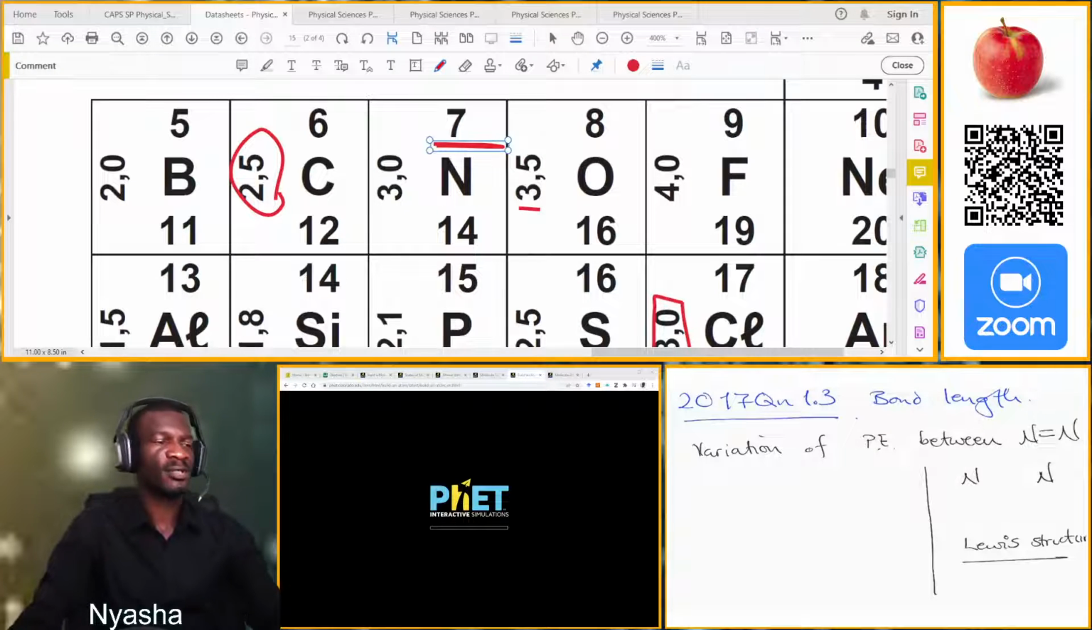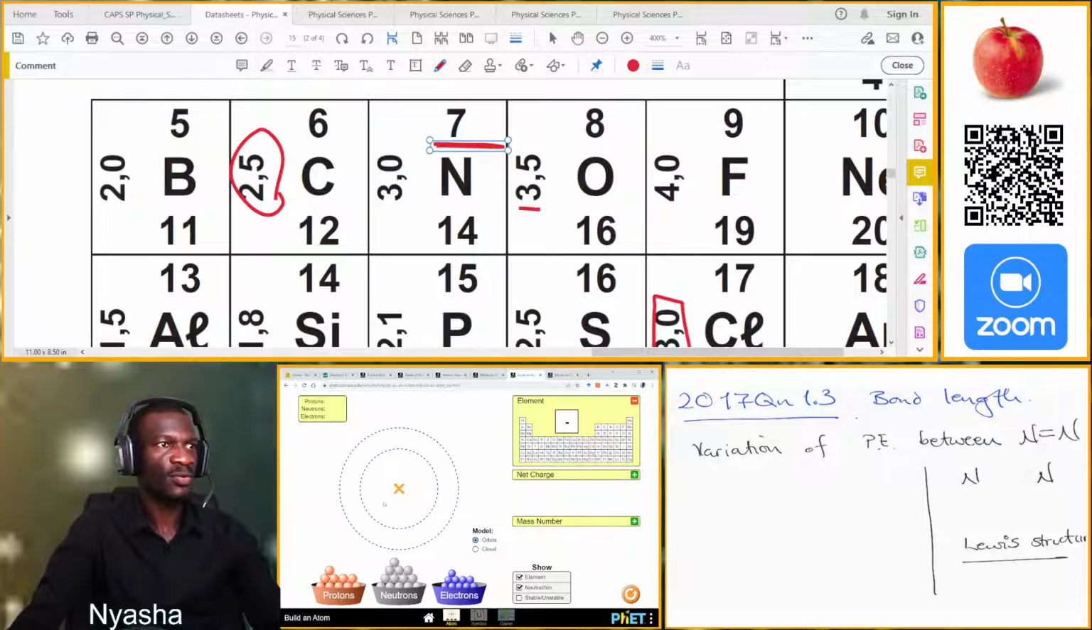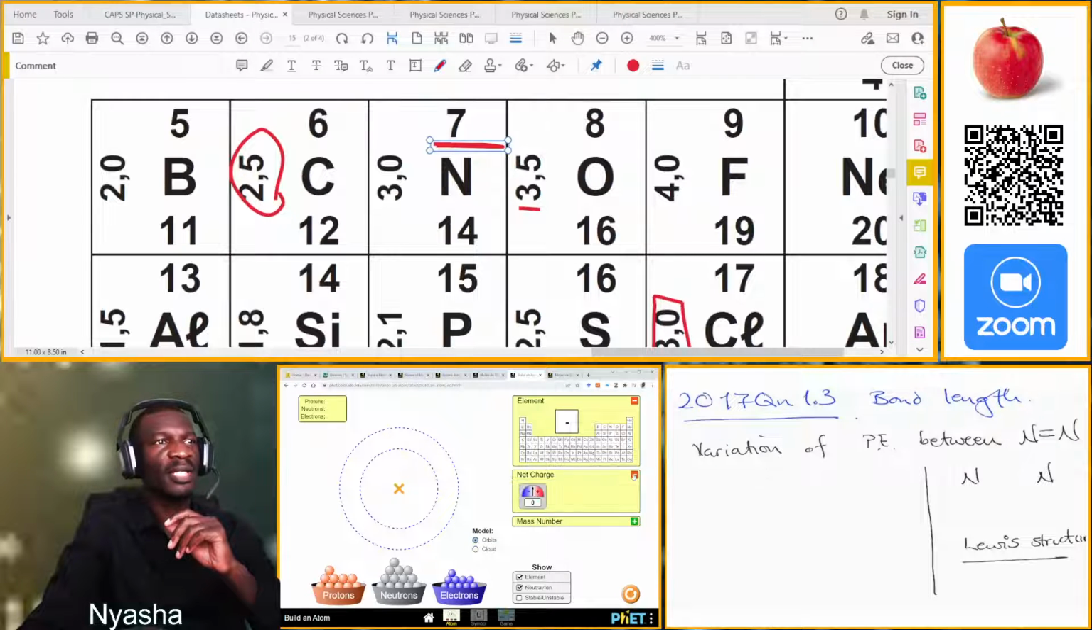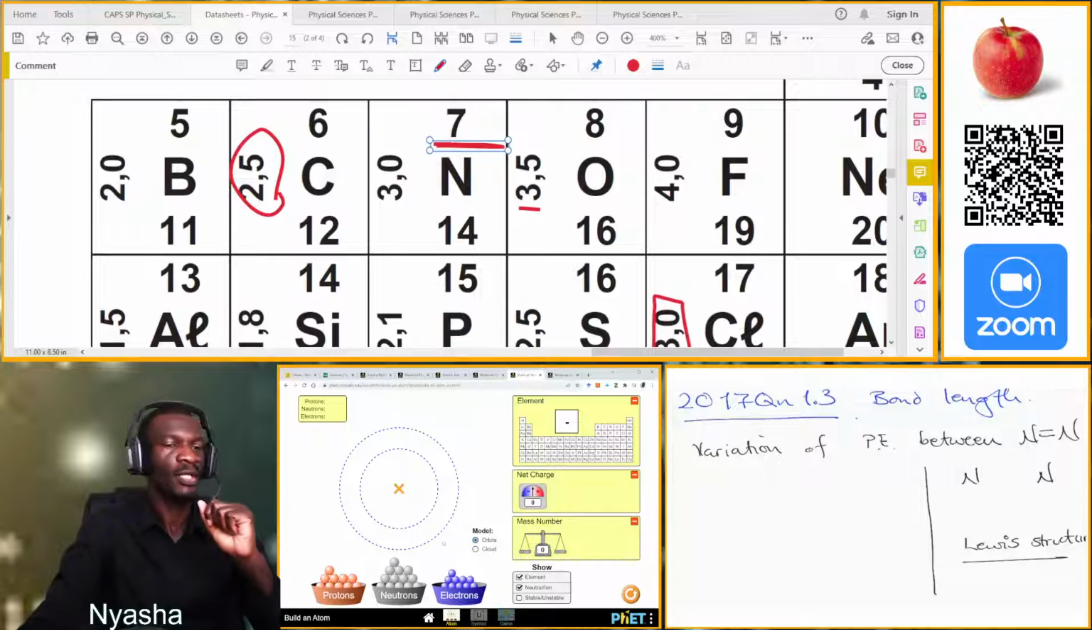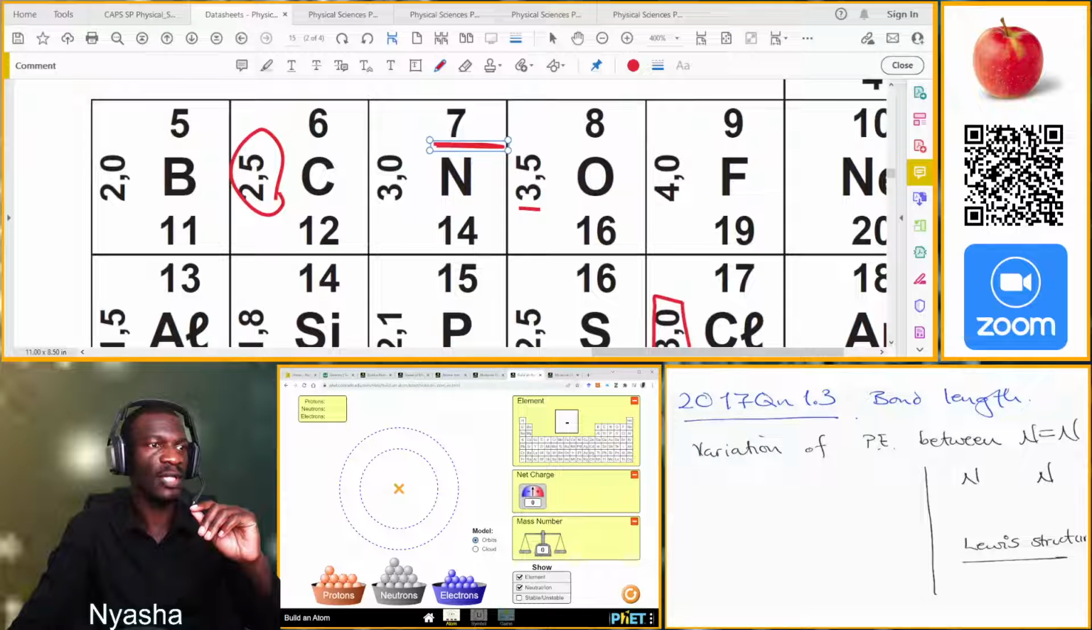According to the Lewis structure, how do we build this? So we just want an atom. We will see the element here. We can then see the net charge. This is the mass number. According to the periodic table, we have 14 nucleons in this atom.